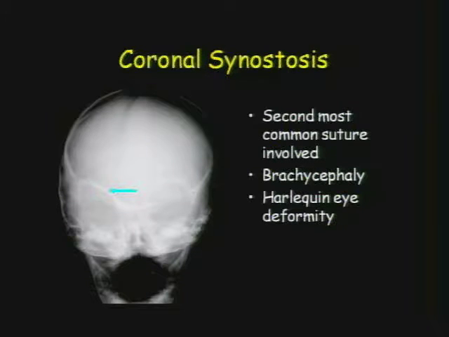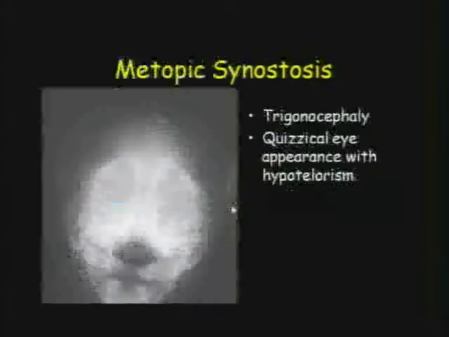Coronal synostosis is the second most common synostosis, and the typical thing you'll see on a skull film is a harlequin eye deformity. You can see right here the bone is tethered by that closed coronal suture, and so it's tented there and it can't grow down. They will also have brachycephaly because the head can't grow front to back because that coronal suture is fused, and it's usually unilateral, so the head will be asymmetrical.